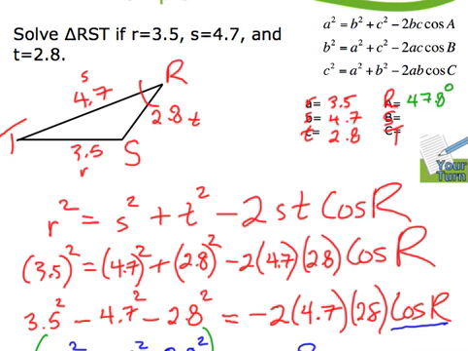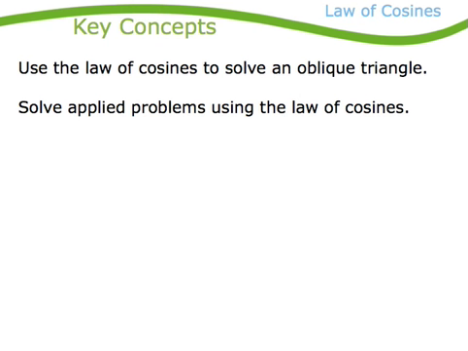But the law of sines and the law of cosines both help us solve oblique triangles where I don't have a 90 degree angle, and therefore I can't use my sine, cos, tan, or Pythagoras. All right, try some of those questions in your text or in your handout. And as always, if you have any questions, give your instructor a call.